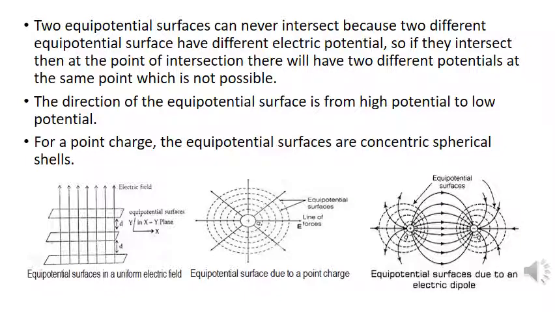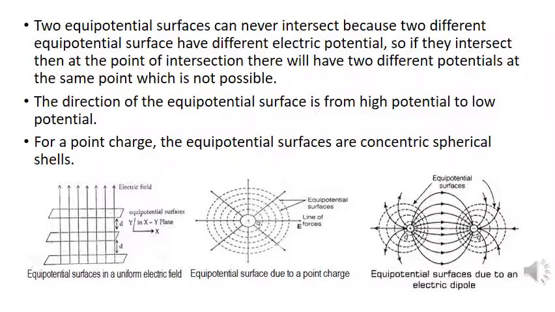Next property is two equipotential surfaces can never intersect. This is because two different equipotential surfaces have different electric potential. So if they intersect, then at the point of intersection there will have two different potentials, which is not possible.